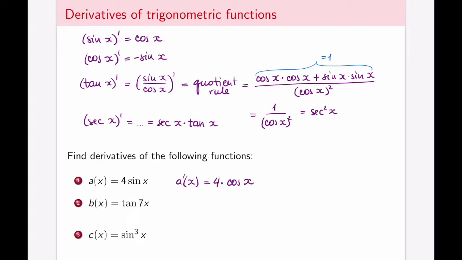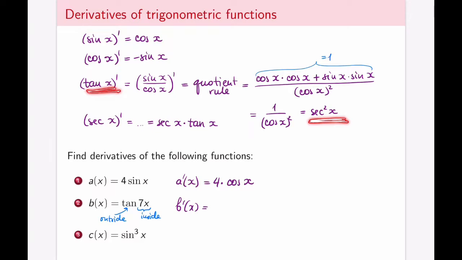The next function here, I have tangent of 7x. Now I can see that the 7x occurs on the inside, which means that this is my inside function and tangent is my outside function. So as per the chain rule, I have to first take the derivative of the outside. So I first have to take the derivative of the tangent as a function. The derivative of tangent as a function is secant squared.